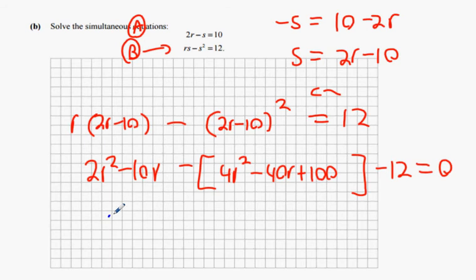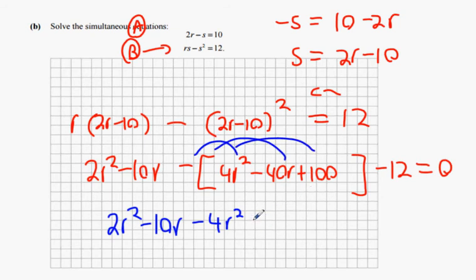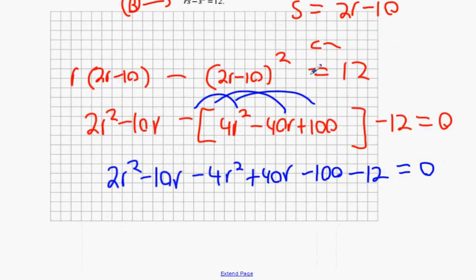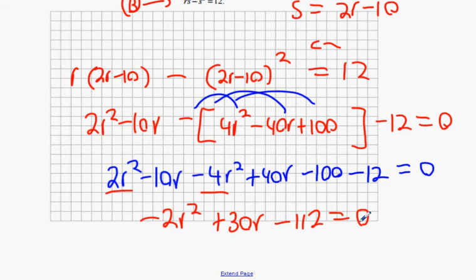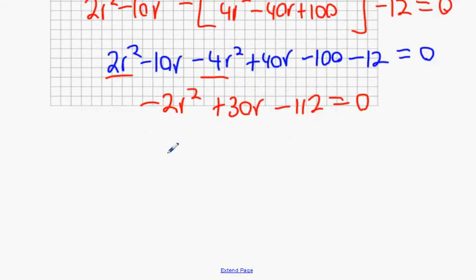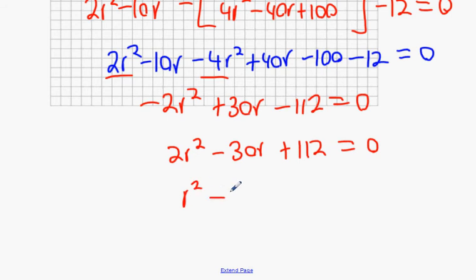Now, what's next, guys? What type of equation do you think is going to happen now? We're going to multiply them by the minus 1. Anybody know what to do next? What type of equation is this? It will be a quadratic very soon. Any suggestions on what to do with that? Multiply by minus 1, and then divide by 2. Divide by 2, we get r squared minus 15r plus 56 equals 0.